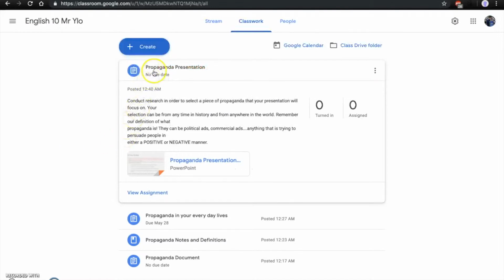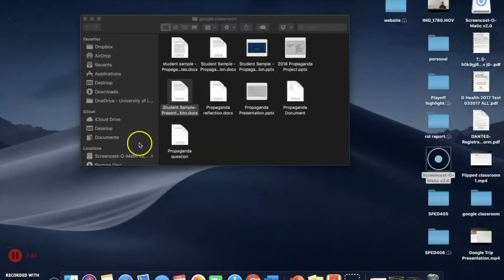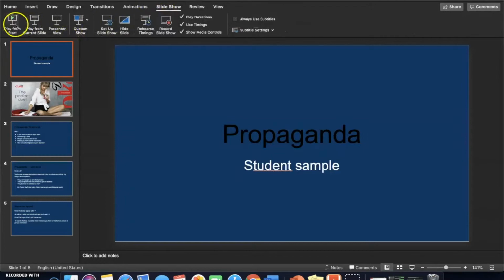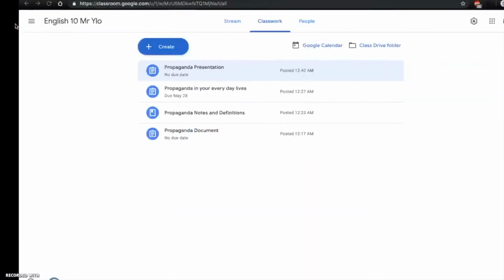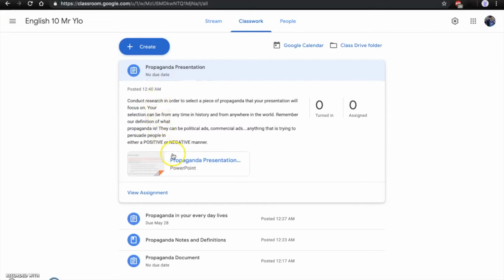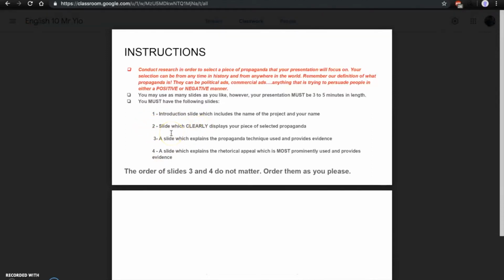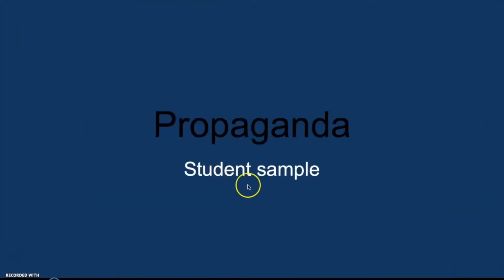So after that, the students are going to present, and I will have this student as a sample. Let's see her presentation. First of all, let me show you that there are a minimum of 4 slides. Introduction, a slide that clearly displays the propaganda. It explains the propaganda, and it explains which rhetorical appeal is most prominent. So let's see how this student does.